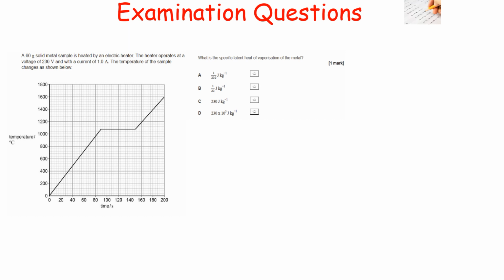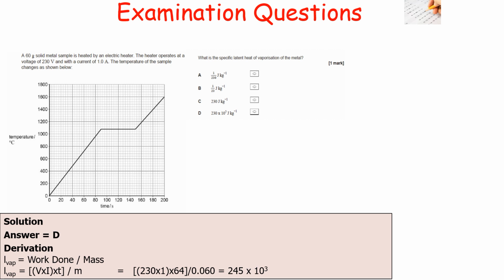Right, our answer here is D, because the latent heat of vaporization is equal to the work done over the mass, because E equals ml, so therefore L is going to be equal to E over m. Now we know that work done is equal to power times by time, but we know that we've been given the current and the voltage, so we can say that power is VI, so therefore work done is V times by I times by T, therefore all divided by the mass to give you the latent heat capacity, so you can pop it through and you work out to be 245 times 10 to the 3, which gives us an answer of approximately D.